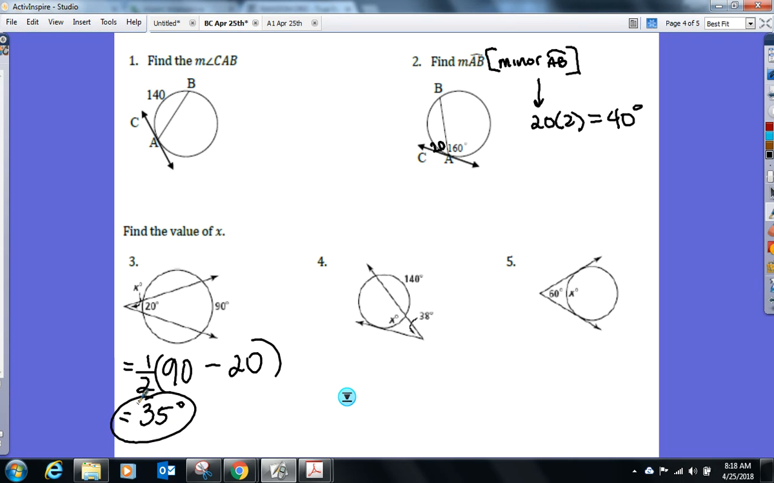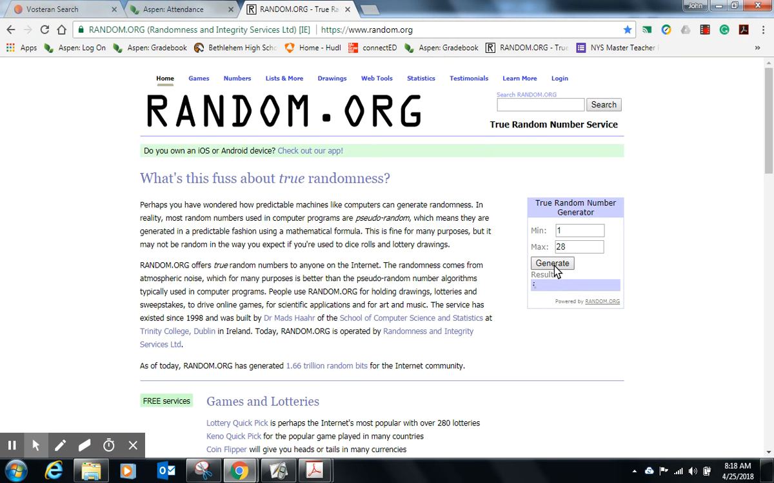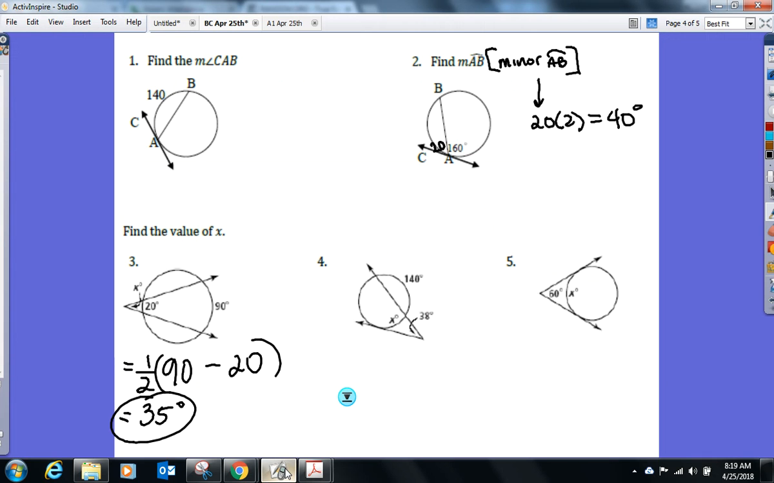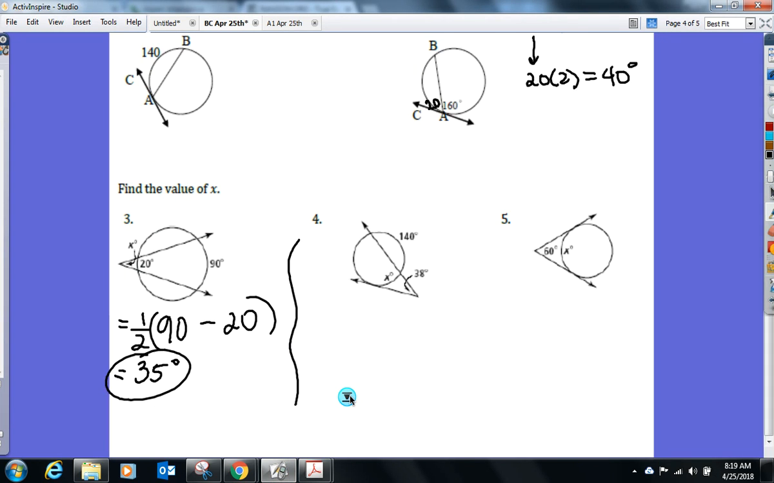I'm going to need a stud for this one. Let's see if the random generator can feel it. 7. Okay. Here we go. Never mind. You ready? I'm okay with you doing this one, Evan. I got some faith in you.